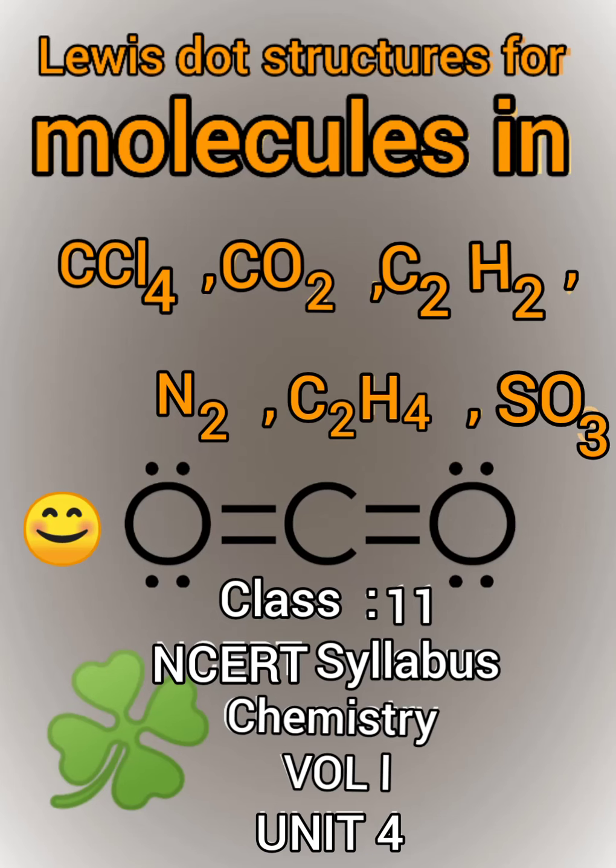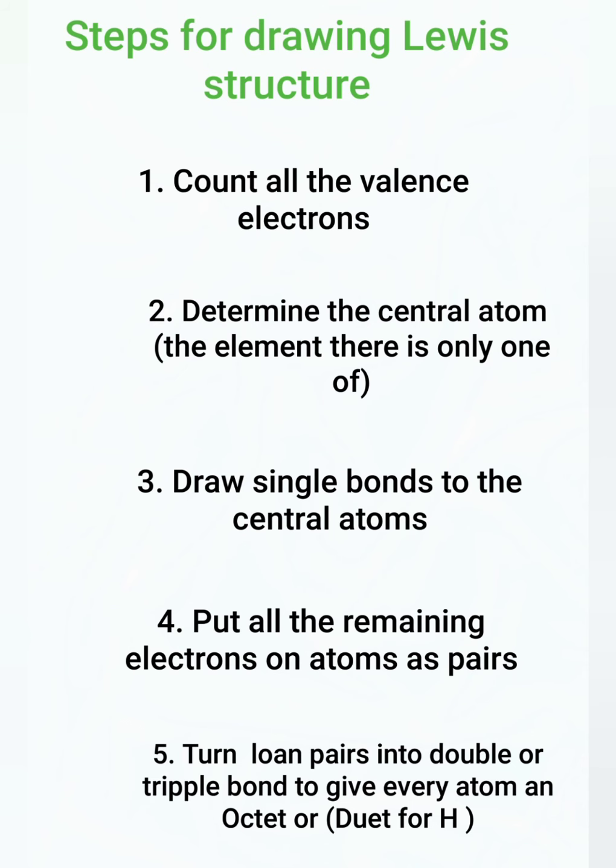Hi everybody. Today we are going to learn Lewis dot structures for molecules: carbon tetrachloride, carbon dioxide, ethene, ethyne, nitrogen and sulfur trioxide. Before we start, let's see the 5 steps for how to draw a Lewis structure.